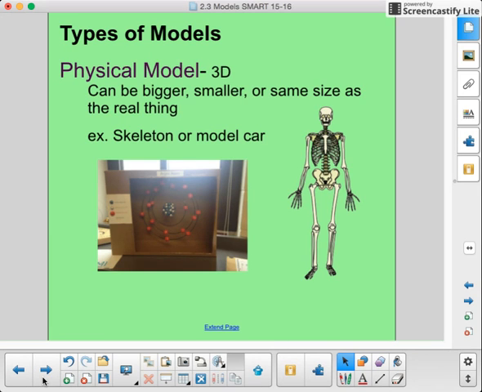Then there are 3 types of models that we use in science. The first is a physical model. That's easy to spot because it's 3-dimensional. It's something you can hold in your hands. The physical model might be bigger than the real thing, like an atom model, might be smaller than the real thing, like a skeleton, or it might be the same size as the real thing, like a model of an organ that someone who's practicing to be a surgeon would practice on.